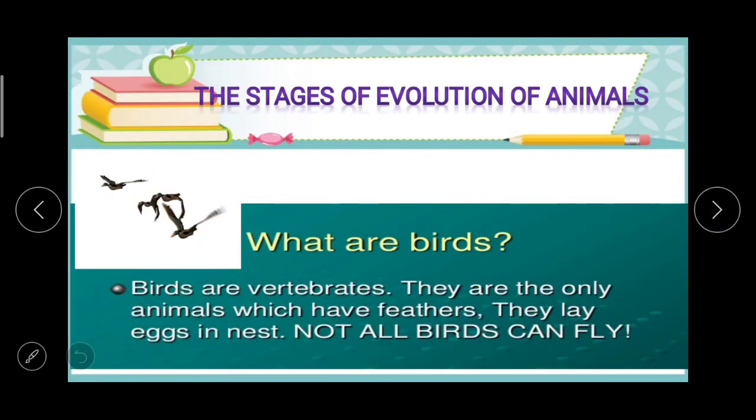Next stage, birds are vertebrates. It means that they have a backbone. They are the only animals which have feathers. They lay eggs in nests. Not all birds can fly.